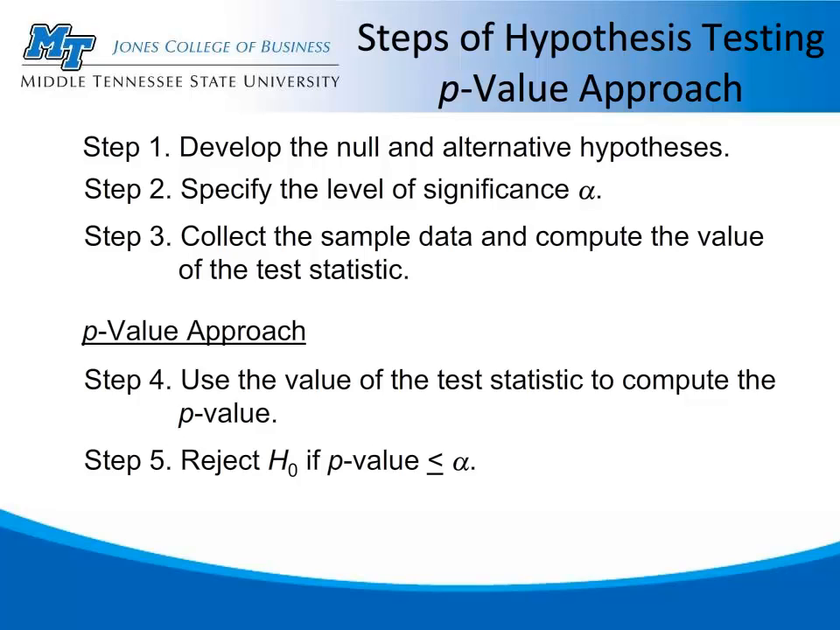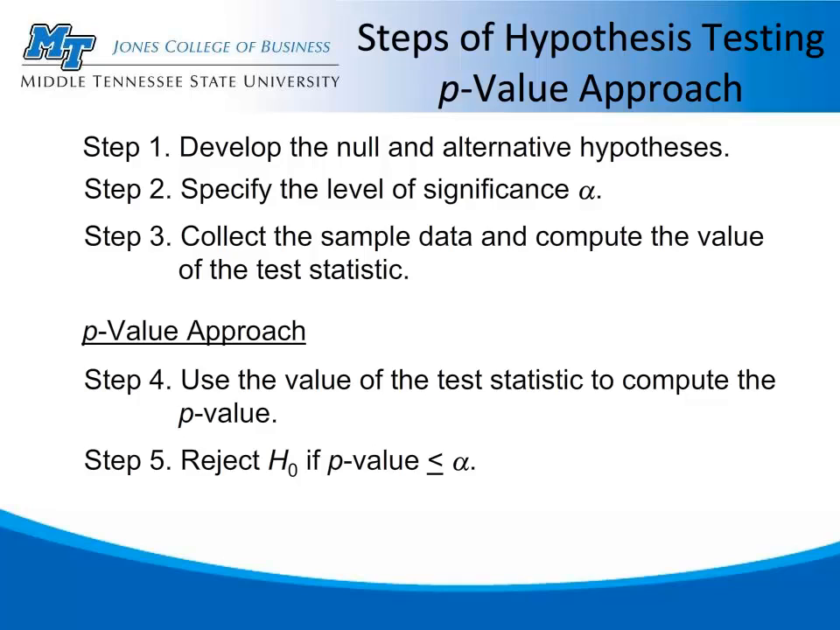Now if you're doing the p-value approach, you just take the computed value of the test statistic and figure out the p-value. If it's a lower tail test, you want the probability to the left of it. If it's an upper tail test, you want the probability to the right of it. If it's a two-tailed test, take those two probabilities, whichever one's smaller, you double it. Now you've got the p-value.